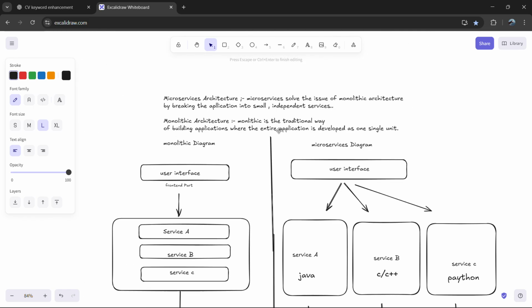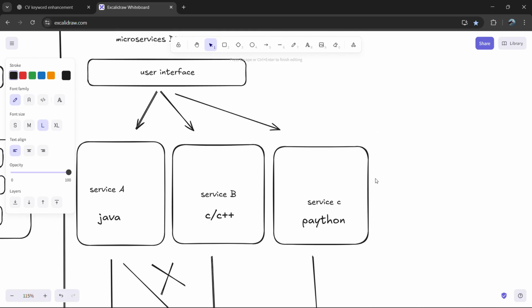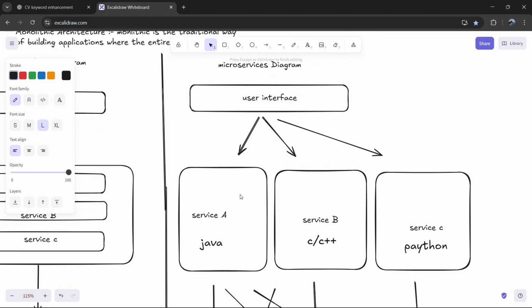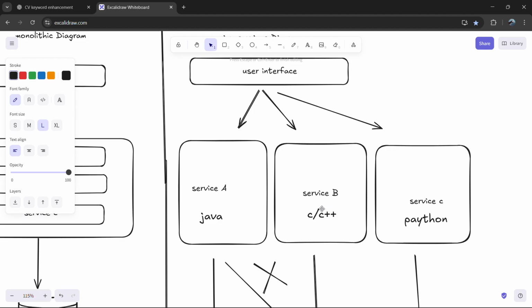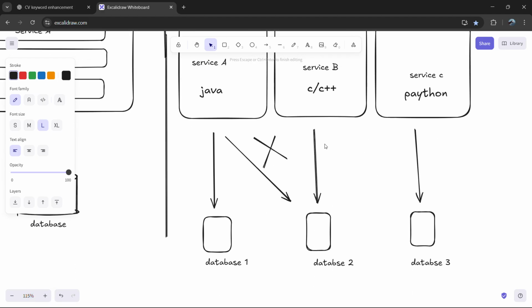I hope you understand. So we will summarize it once more. What is microservice architecture? Microservices solves the issue of monolithic architecture by breaking the application into small independent services. Instead of making a single project, you make a microservice architecture in which the project is divided into small, independent parts. They will run independently without disturbing each other. So every service contains its own database.